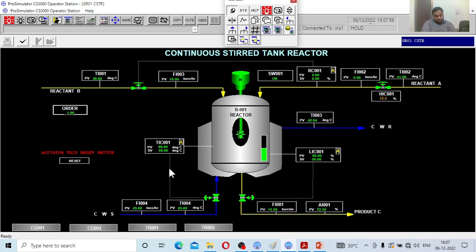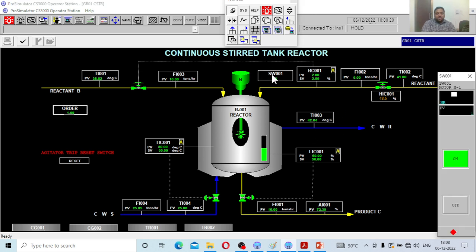If the temperature drops, the controller will send a signal to the valve to supply more cooling water into the reactor. Because if a more exothermic reaction is going to take place, the process value will be increased, and accordingly the cooling supply is also going to increase. So let us see what happens.